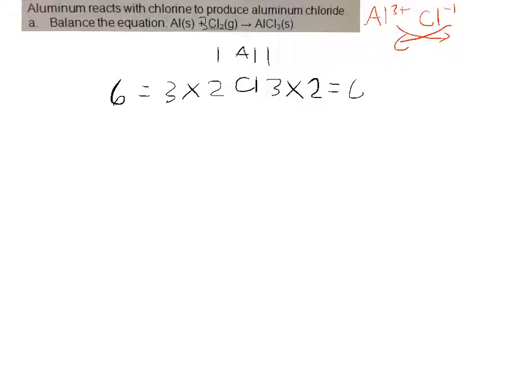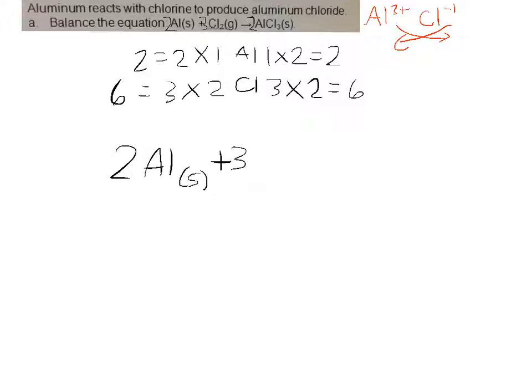And now our chlorines on the product side are not balanced either. We multiply that by 2 to get to 6, which means we need a coefficient of 2 in front of our aluminum chloride compound. But that means we also have to multiply our product aluminum by 2 because it's part of that compound. So everything in that compound is multiplied by 2. Once we do that, our aluminums aren't balanced anymore, and we need to multiply our reactant side aluminum by 2 as well. So the balanced equation is 2 aluminums, which are elementals, so they're solid, plus 3 chlorine, yield or produce or make 2 aluminum chlorides.